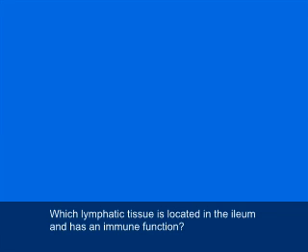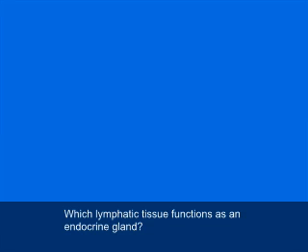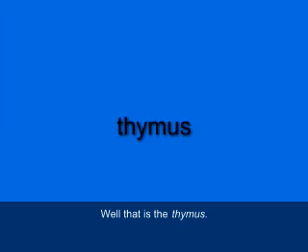Which lymphatic tissue is located in the ileum and has an immune function? Those are the Peyer's patches, P-E-Y-E-R-'S, P-A-T-C-H-E-S. Which lymphatic tissue functions as an endocrine gland? Well, that's the thymus, T-H-Y-M-U-S.